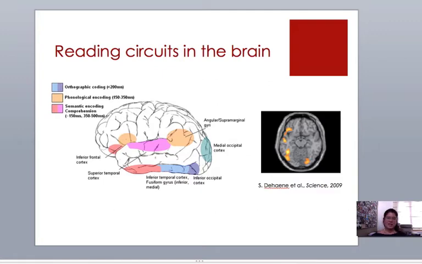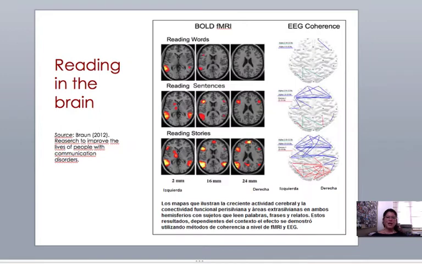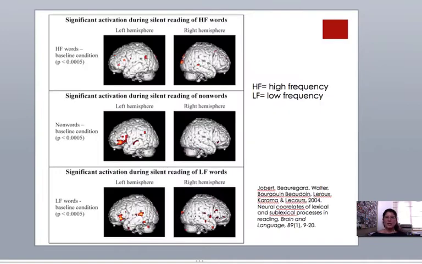Lots of work here that actually identifies, and all of these are showing, as we said before, the typical brain. This is all left hemisphere imaging here that we're showing, but this won't actually be the case for all readers. Okay, so we also know that the brain is reacting differently when it hears high-frequency words or low-frequency words or words that it's actually used to.